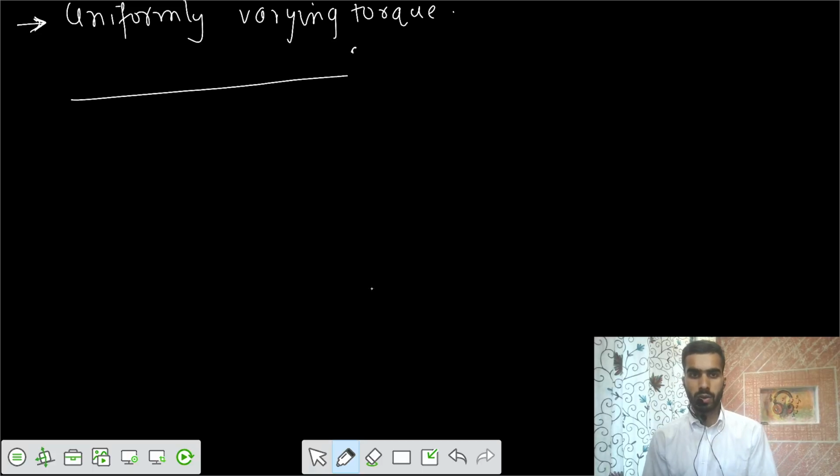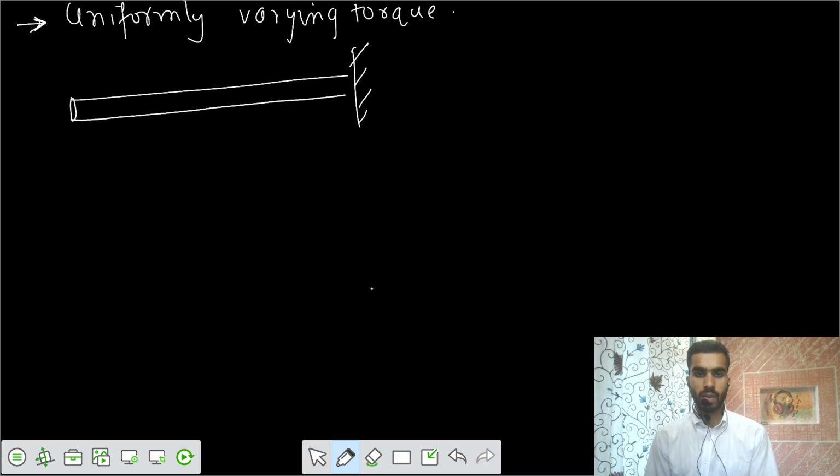So you have this cantilever shaft, and it is subjected to uniformly varying torque, similar to a cantilever beam subjected to uniformly varying load W at the end. W is maximum at the fixed side and 0 at the free end. Similarly, we have this varying intensity of torque.